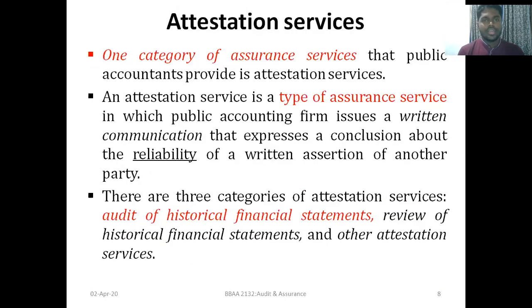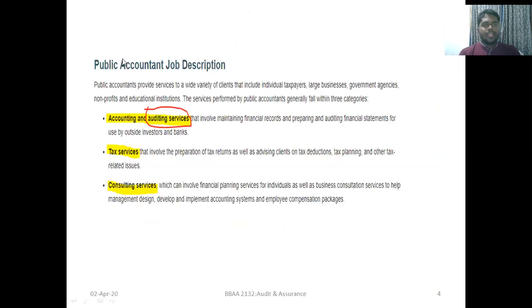Here, the previous slides I explained. Here you can see the public accountant job description. Here you can read that public accountants, meaning auditors, provide services to a wide variety of clients that include individual taxpayers, large businesses, government agencies, non-profits, and educational institutions. The services performed by public accountants generally fall within three categories. Please remember, three categories. The first one, accounting and auditing. Here, audit is there, I circled it in red.